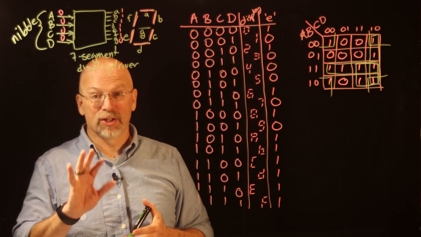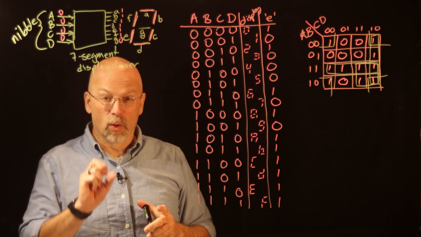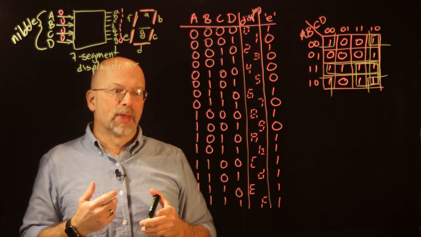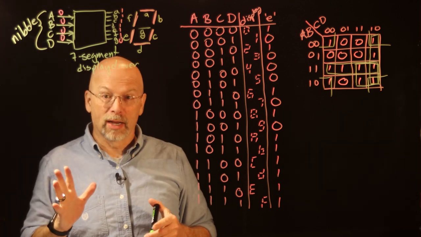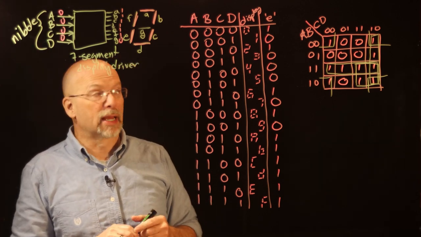So our sum of products expression, all of the rectangles are of size 4, doubled twice. So that means two of the input variables are going to drop out of every product, and there's going to be 4 products because we have 4 rectangles.